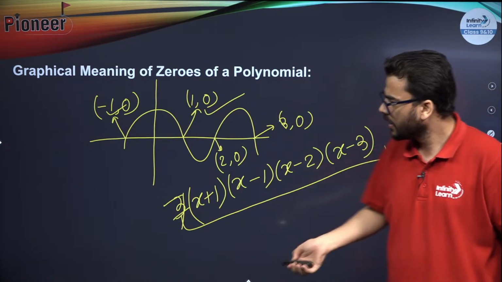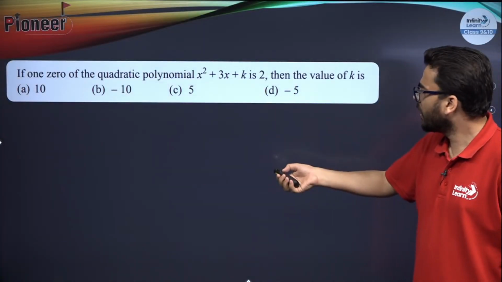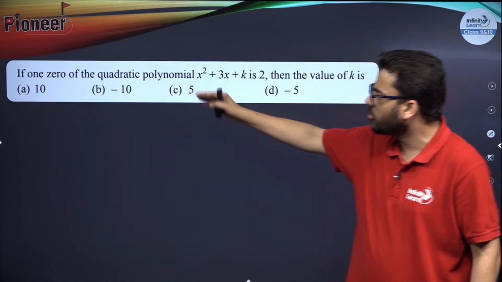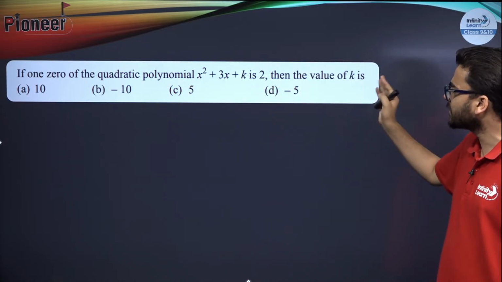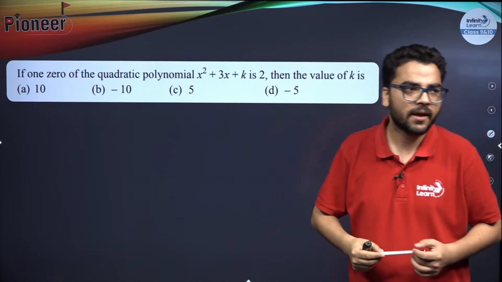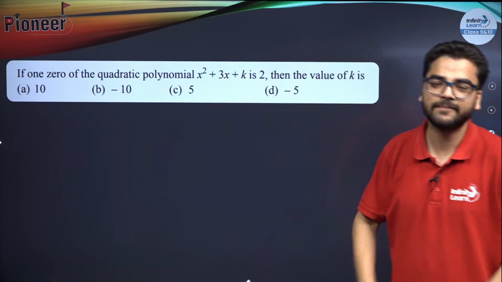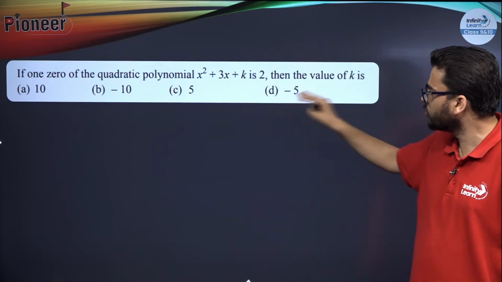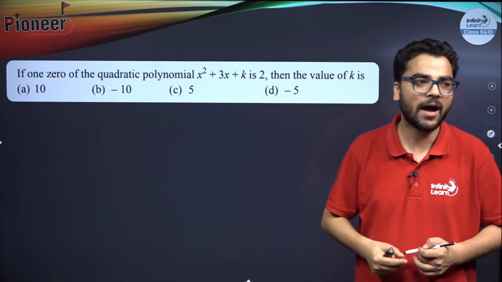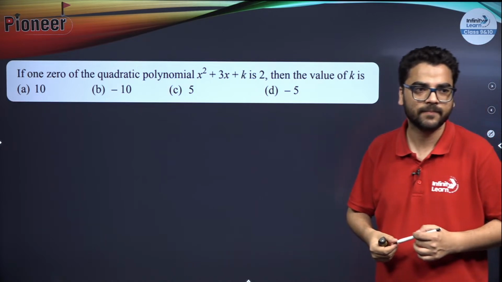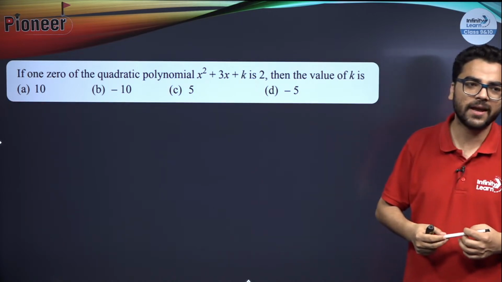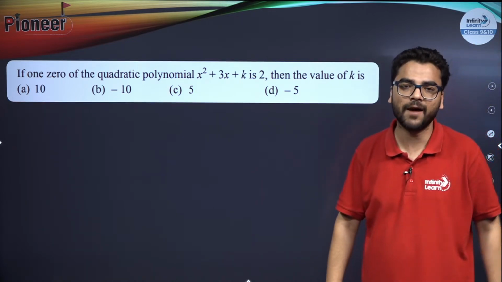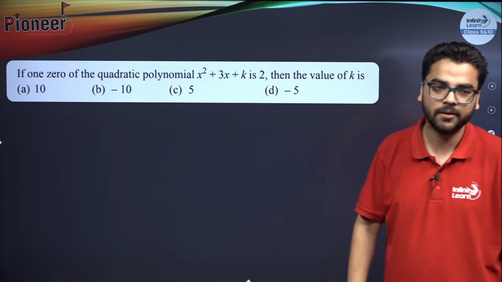Okay. Now basically, if 1 zero of this quadratic polynomial is 2, can you find the value of k? Can you tell the answer to it quickly, guys? Can you find the value of k out of the given options? It's a simple question, but you can expect a question like this for 1 mark in your examination.